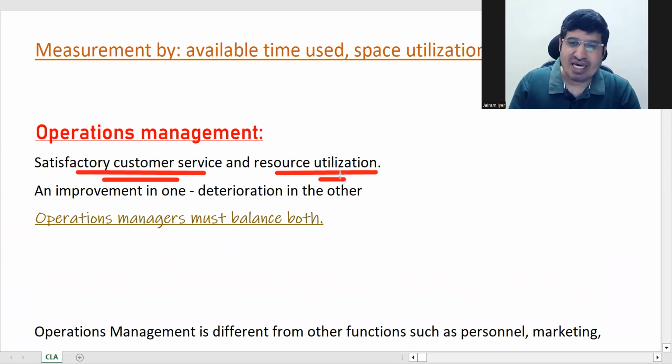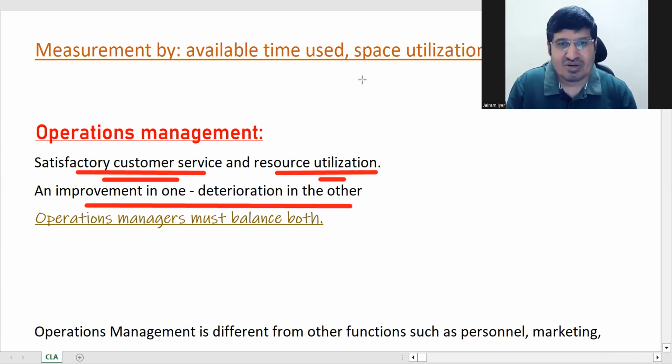Which is why you should give satisfactory customer service, but you should also not go at a loss. In our example, what you should have done, you should have given him a cold drink, not the box of sweets. So the thing is, like we have seen, improvement in one leads to deterioration in the other. If you give him that box of sweets, he'll be really happy. So you have improvement here, but there is deterioration here. So you have to manage both. Operations managers must balance both.